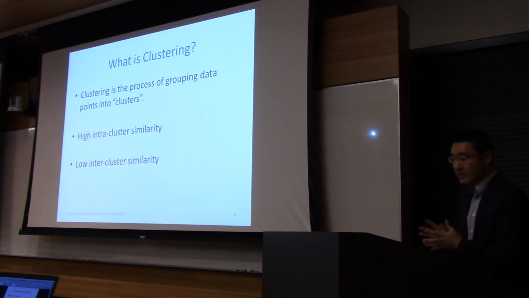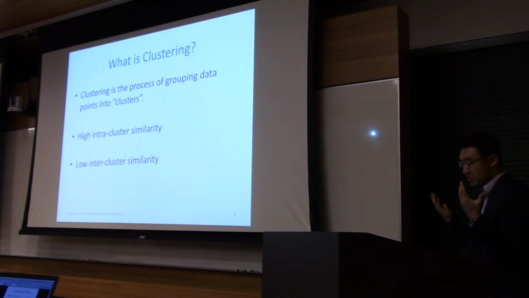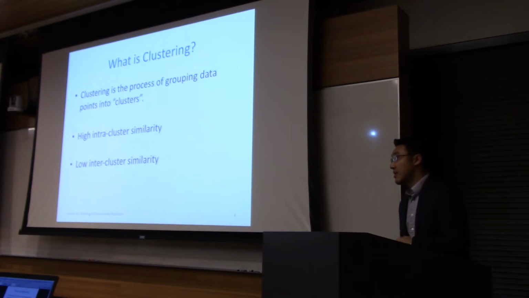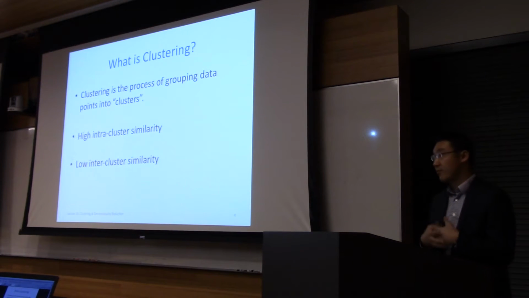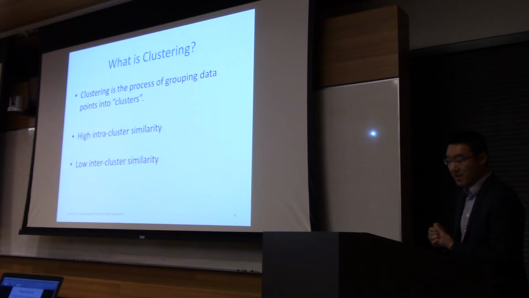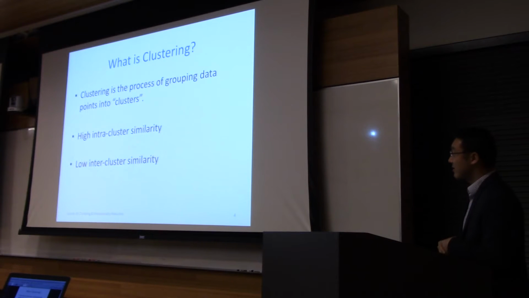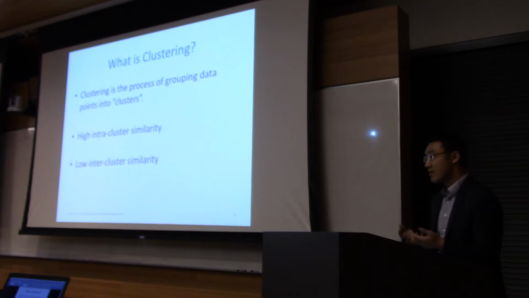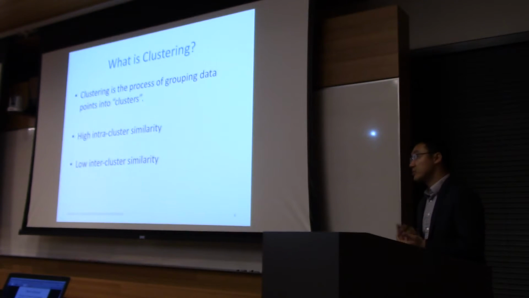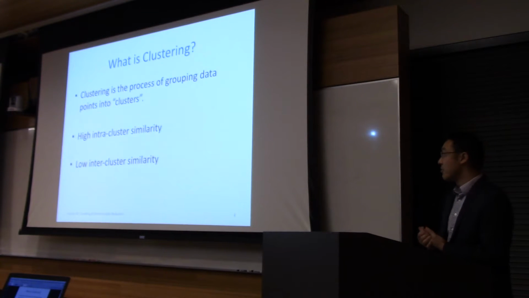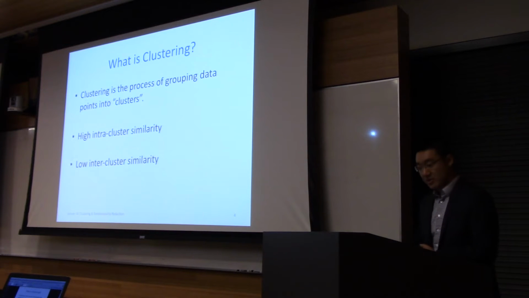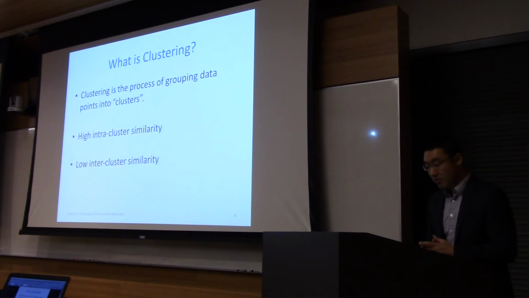Okay, so what is clustering? Intuitively, clustering is exactly what it sounds like. Clustering is the process of grouping data into clusters, right? A cluster is simply a collection of points. And intuitively, you would want the data points inside the cluster to have very high similarity, at least relative to the data points between clusters, which you would want to have, relatively speaking, much lower similarity under some definition of similarity.